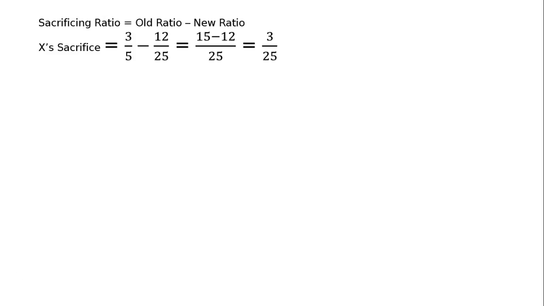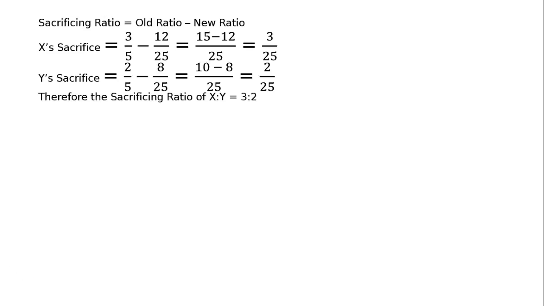Sacrificing ratio is equal to old ratio minus new ratio. X's sacrifice is 3/5, the old share of X, minus 12/25, the new share of X. That is 15 minus 12 upon 25, equal to 3/25. Y's sacrifice is 2/5, the old share, minus the new share 8/25, that is 10 minus 8 upon 25, equal to 2/25. Therefore, the sacrificing ratio of X to Y is 3:2.